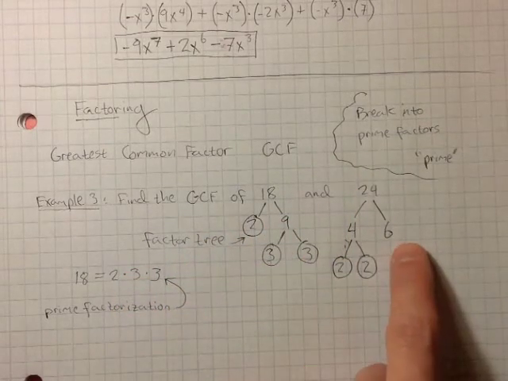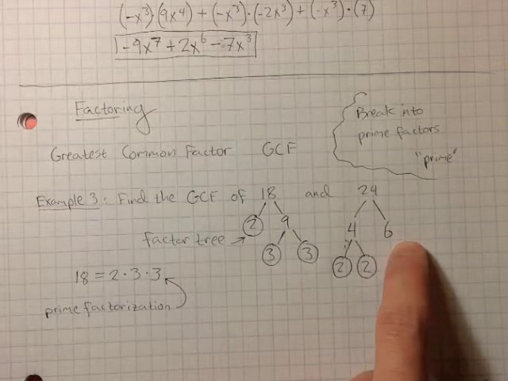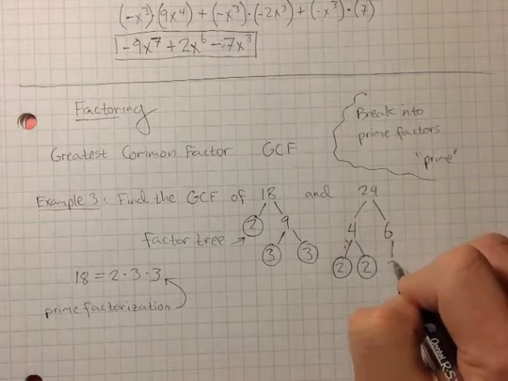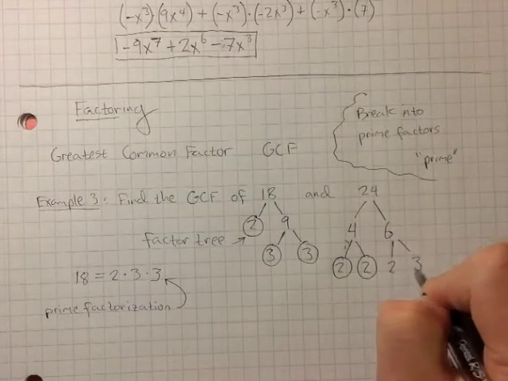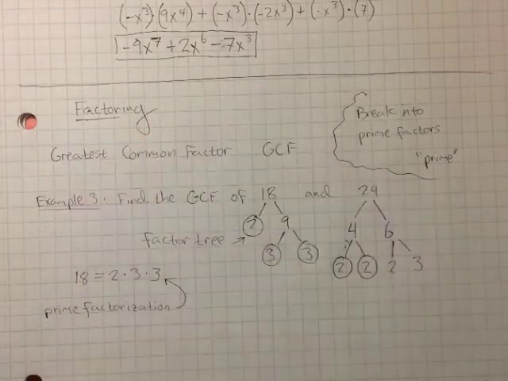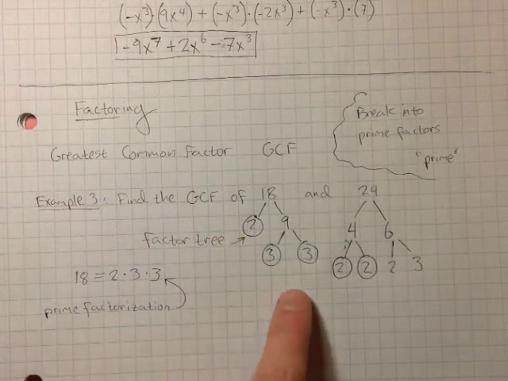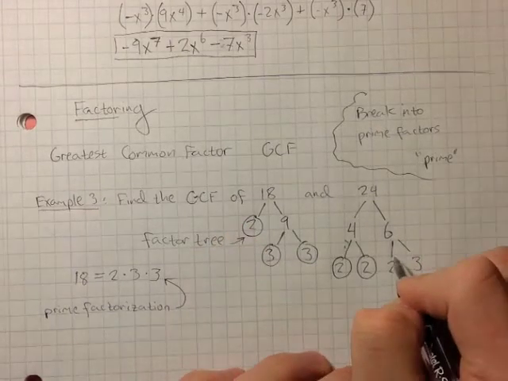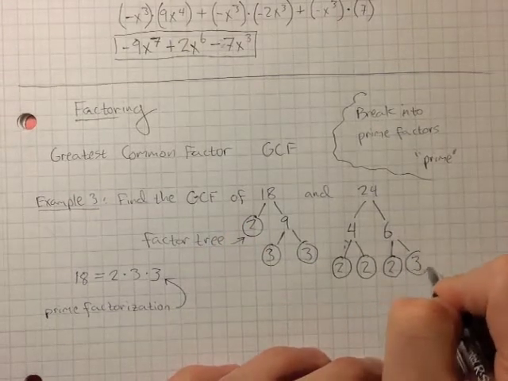Now let's look at the 6. Can I break down 6 into any prime numbers? Yeah, how about 2 and 3? 2 times 3 will give the 6. And as we saw over here, 2 and 3 are both prime. Prime, end of the line.